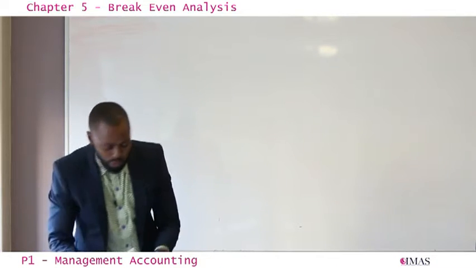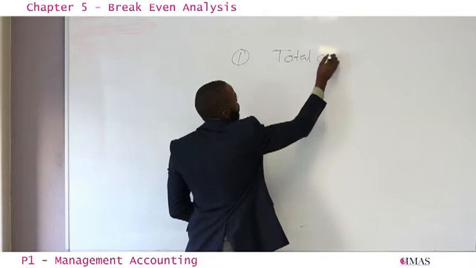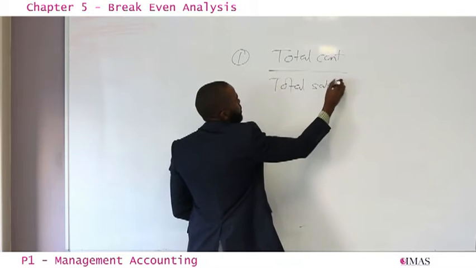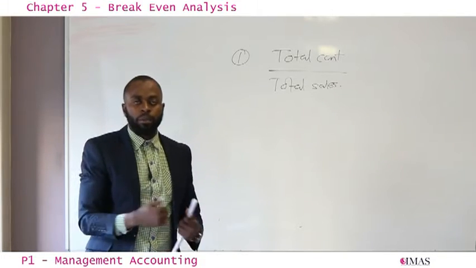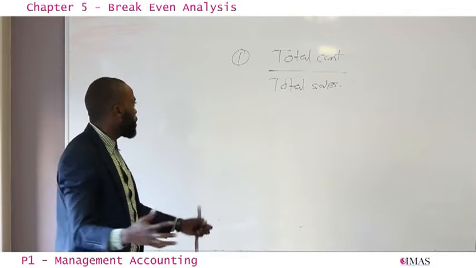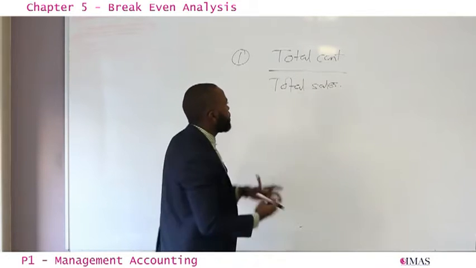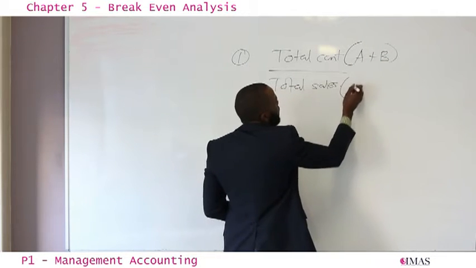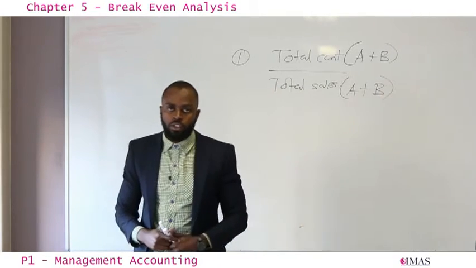So the first way, that's the simple way, we just take our total contribution divided by total sales. What this means is, you take the contribution of product A, you multiply by the number of units, you get your total contribution of A. You do the same for B, you get the total contribution of B. You add them together. You also find the total sales of A, the total sales of B. You add them together. So if you have two products, you just say contribution of A plus contribution of B, over sales of A plus sales of B, the total sales value. So that's how you calculate it.